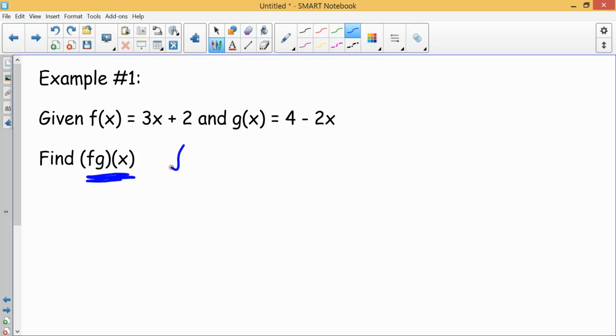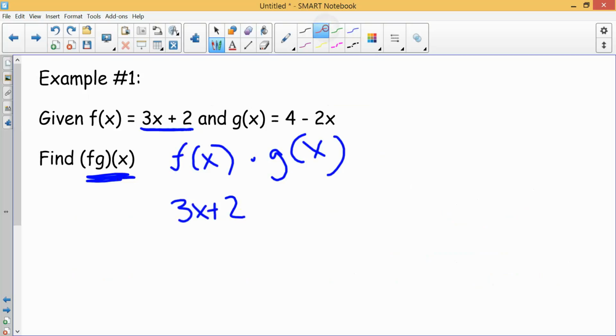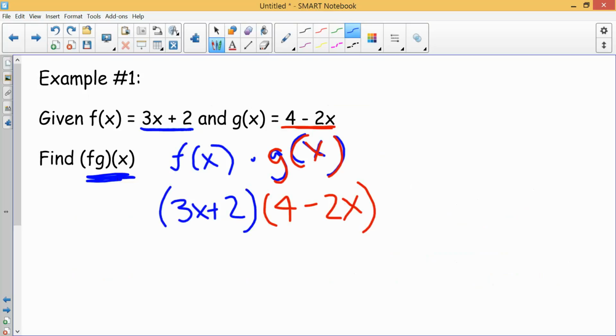as f of x times g of x. I'm then just going to do a pure substitution here. I know f of x is equal to 3x plus 2. And for my g of x, I'll keep some colors the same so we can see, is going to be 4 minus 2x. Now because I will be FOILing these, I am going to put these in parentheses. And so all I would do now is simply FOIL.